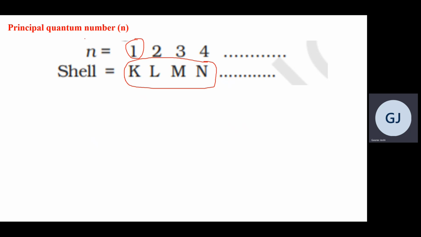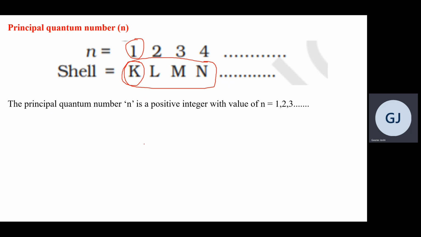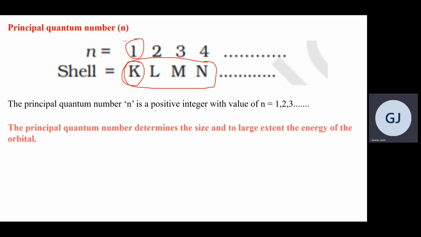So basically n will be denoting what? n will be denoting the shell. For example, the K shell will be denoted by the n number 1, L will be denoted by the n number 2, M by 3, N by 4, and so on. So the principal quantum number n is a positive integer. It is a positive number and it cannot be negative or 0.